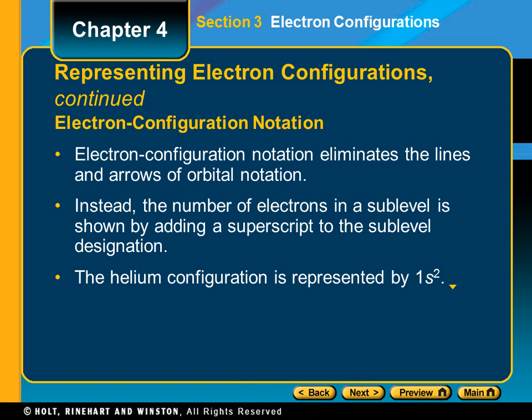The number 1 represents the energy level. It's the first. The s represents the orbital. The first energy level only has the s orbital. The superscript 2 represents the number of electrons in that s orbital, which is 2.